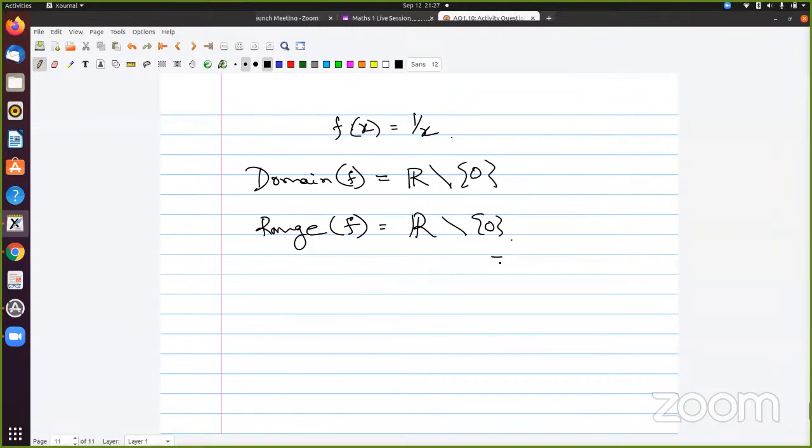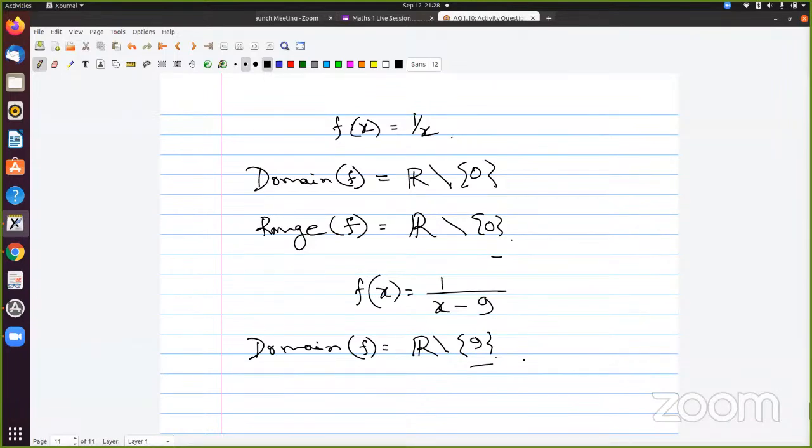Great. Let me come to some different things. If f of x is 1 by x minus 9, what is the domain of this function? All reals except 9. Only 9 we cannot give as an input, because whenever I give input as 9, the denominator will become 0, and that cannot happen. So the domain is R minus 9. Correct? Yes, sir.